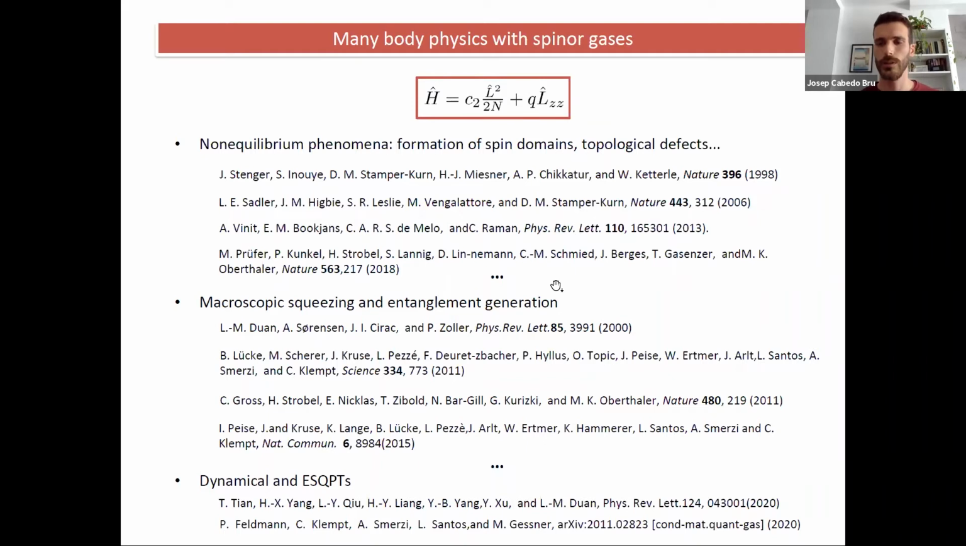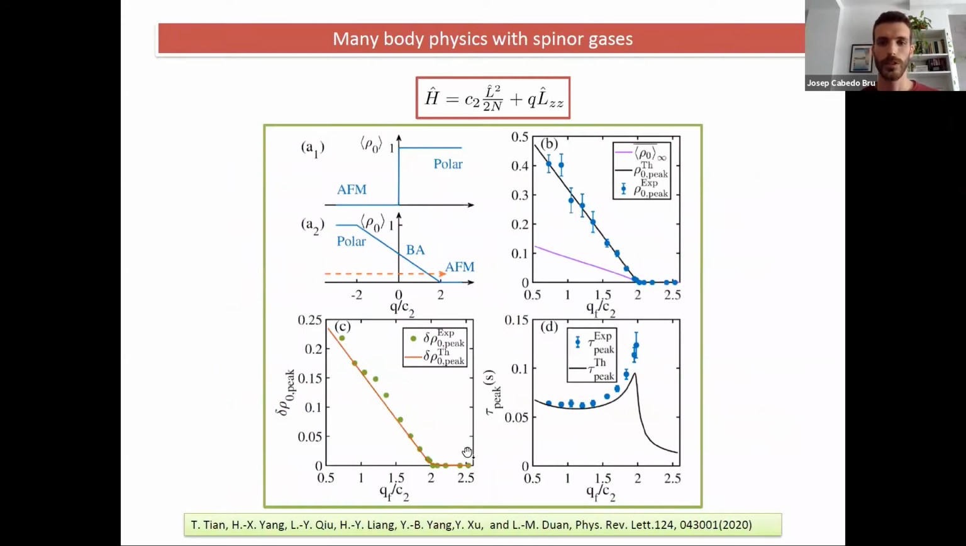And more related to the topic of this seminar, more recently, the same system has been studied also in terms of excited state quantum phase transitions. For instance, in this work, they observed signatures of a dynamical quantum phase transition that corresponds to a phase transition in an excited state. Essentially, they prepare the ground state of the system with this quadratic Zeeman term large and negative, and they quench the system to a positive value and let the system evolve.